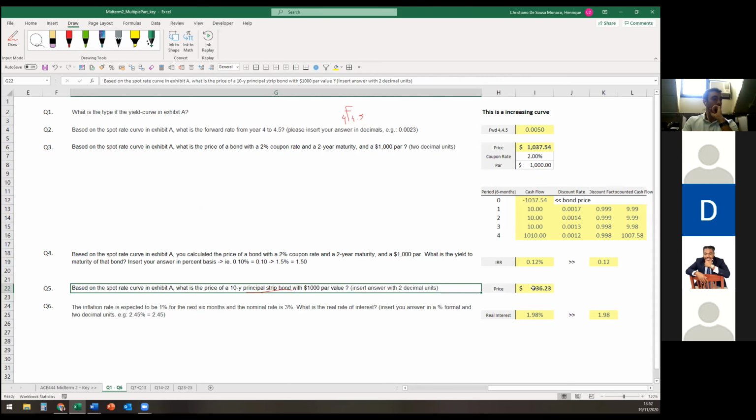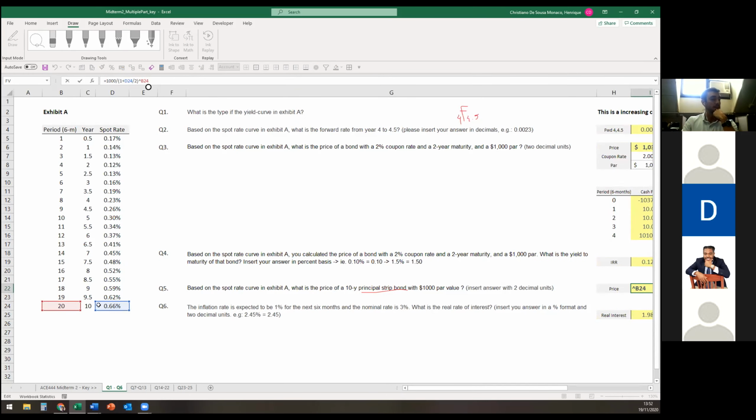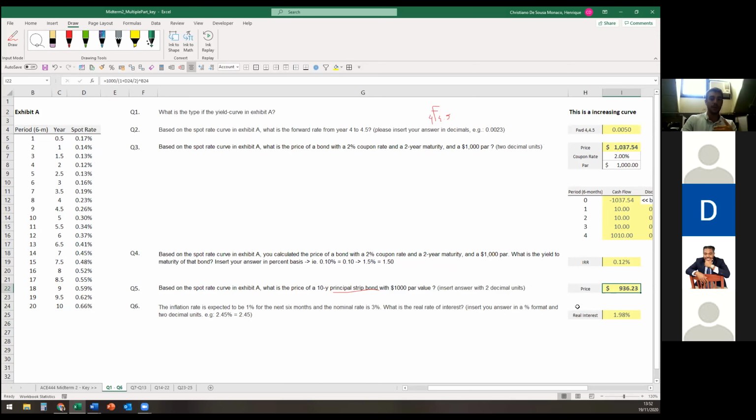In order to calculate that, you could have done the same here, but I just put it in one formula using the spot rate, right? Remember, it's 10 years, so the very last spot rate, and you have $1,000 par that you are discounting using the spot rate. As a review, if you have a principal strip bond, the spot rate is equal to the yield to maturity of a zero coupon bond. So either way, we are talking about the same thing. You use that to discount the only cash flow you're going to have, which is the par value at the end, and find the price of that bond today, okay? So hopefully that's clear now.